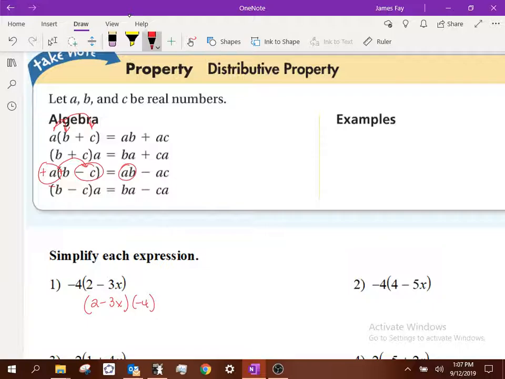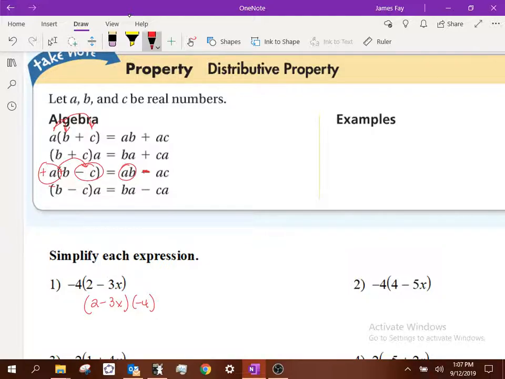It's a negative, right? That's why I'm getting the opposite of AC here. So when we distribute, we could be multiplying negative times positive, and we could be multiplying negative times negative. So we have to keep track of whether it stays negative or it turns into a positive. All right? Let's talk about a quick example here.